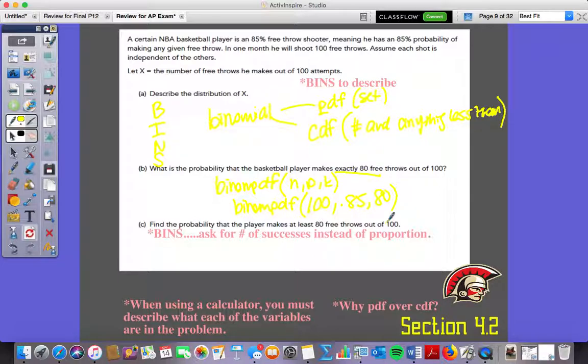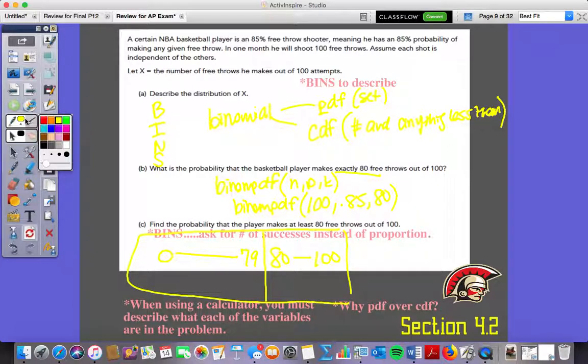Now on this one, find the probability that the player makes at least 80 free throws, okay? So you've got to think that he could make 0, all the way up to 79. Would you agree? Then it stops, and then it goes from 80 to 100. Got me? This is the scenario. I love visuals. They help me out a lot, okay? So what they say is that right now, we want to know at least 80. We want to know this. But cumulative only gives you the number or anything less than that number.